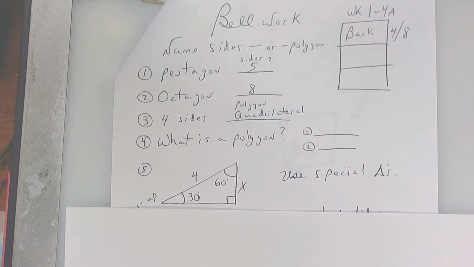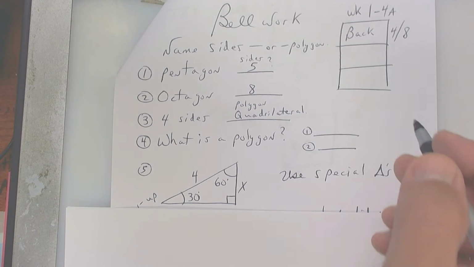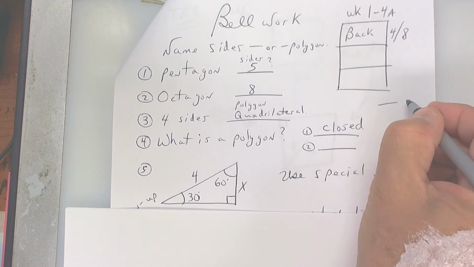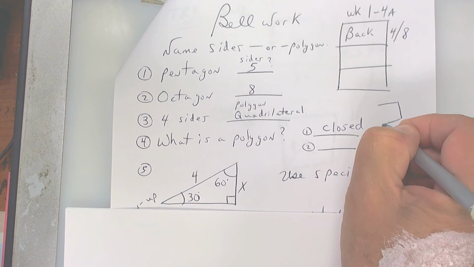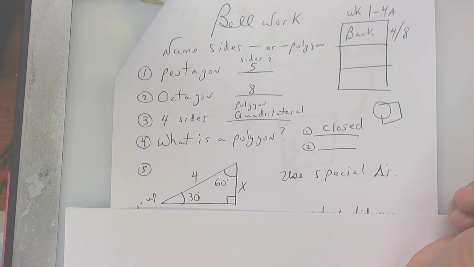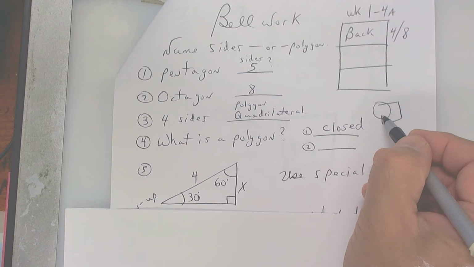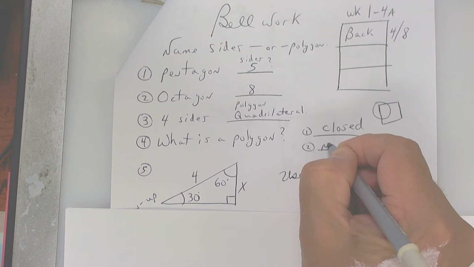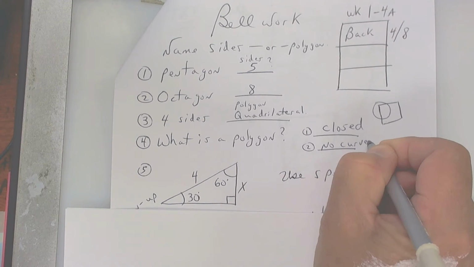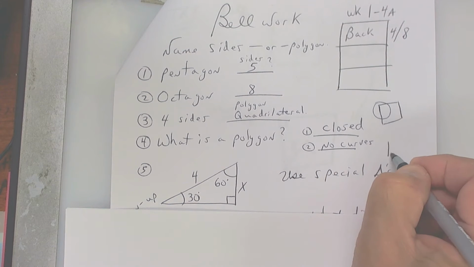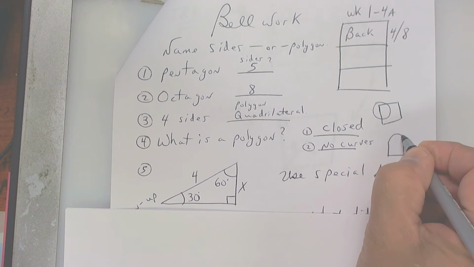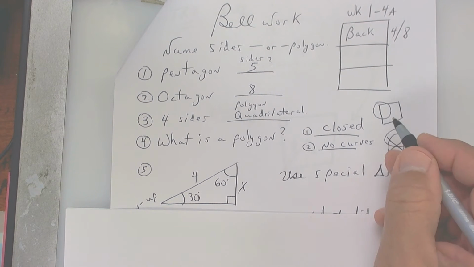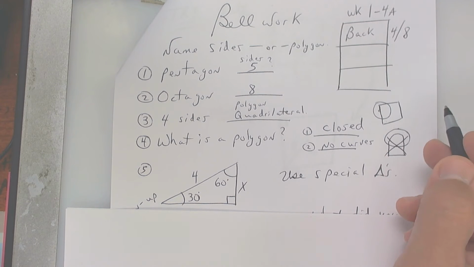All right, what is a polygon? Remember, a polygon is closed. Remember, if you leave the gate open, your dog is going to get out. Okay, so that's not a polygon. And it's got to be closed. All right, now it is. And no curves. That's what a polygon is. So if you see something like this with a dome on here like that, that would not be a polygon. No curves. Okay, so a polygon is closed and no curves.